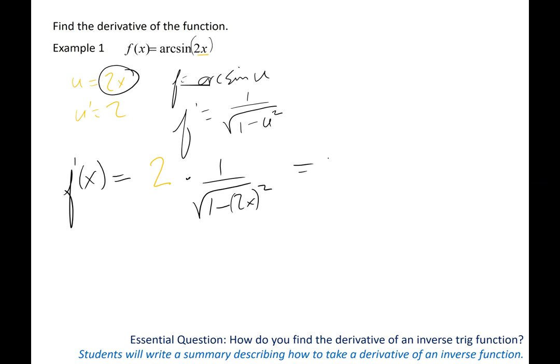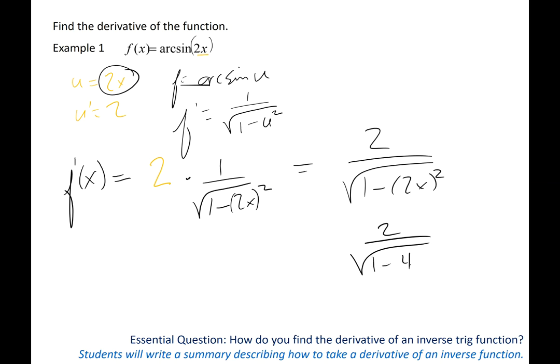And I could leave it like that, or I could rewrite it as 2 over the square root of 1 minus 2x squared. I could multiply that out, so you might see 2 over the square root of 1 minus 4x squared. So again, all 3 of those are really good, valid answers.